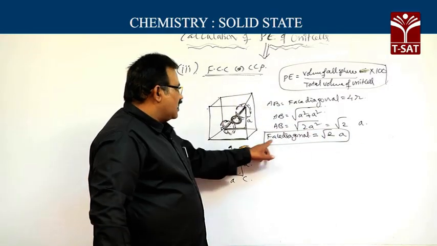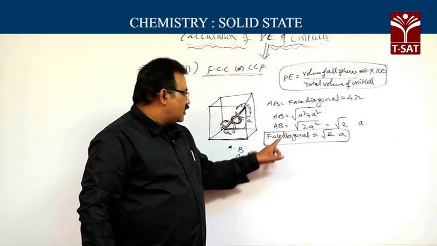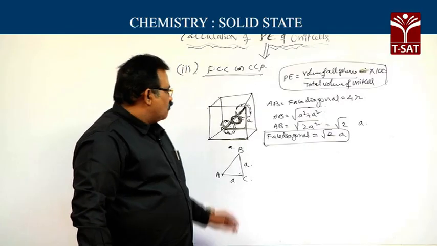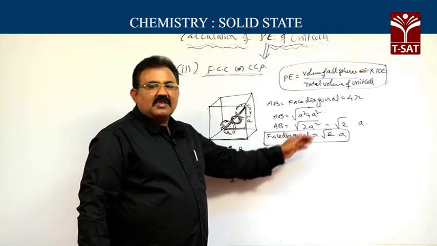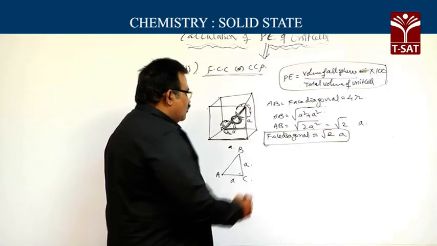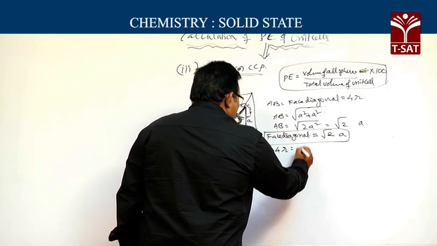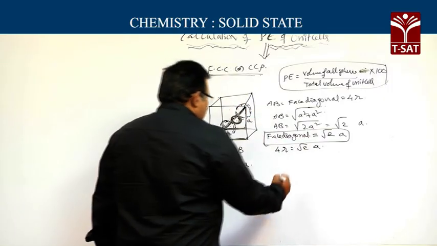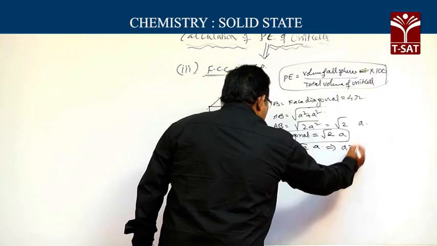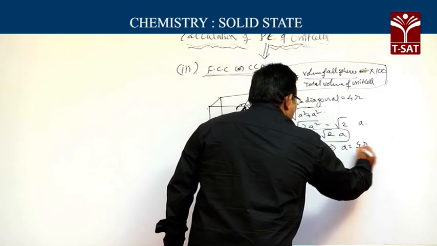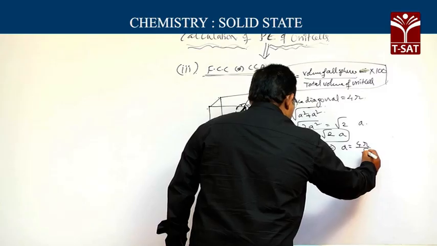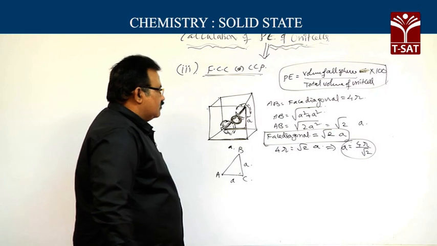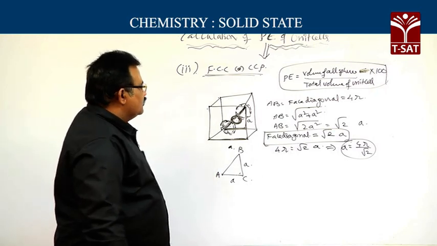This particular formula is very useful in calculating the numerical problems. Face diagonal length root 2a, body diagonal length root of 3a. So, 4R is equal to root 2a. From this, a is equal to 4R by root 2. We got edge length here from this Pythagoras theorem.